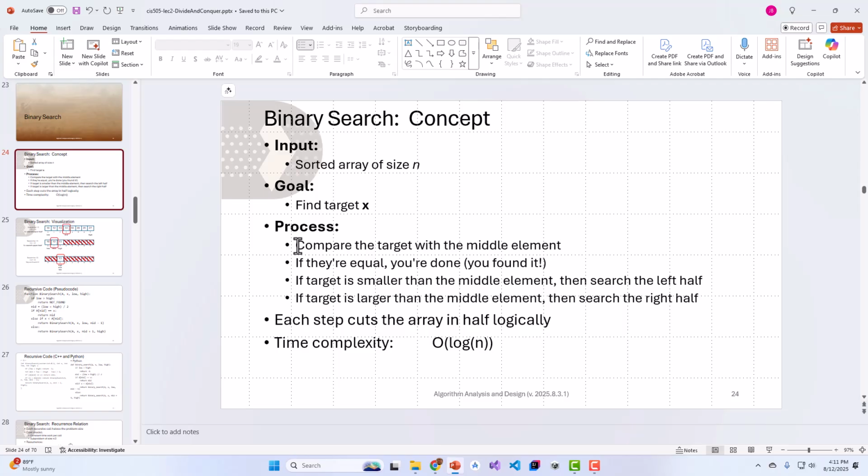The process is compare the target with the middle element. If they're equal, you're done. If the target is smaller than the middle element, then search the left half, and if the target's larger, then search the right. Each step cuts the array in half logically, or approximately half, and the time complexity we know is big O of log of n.